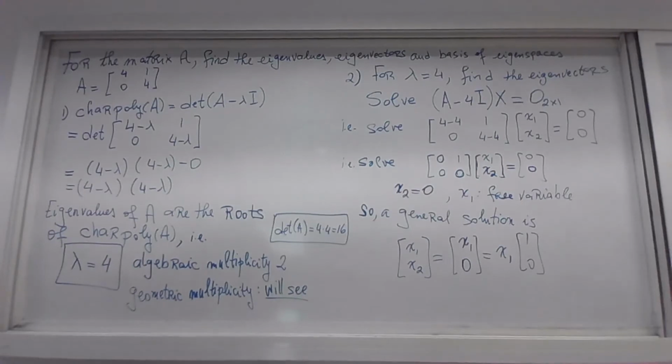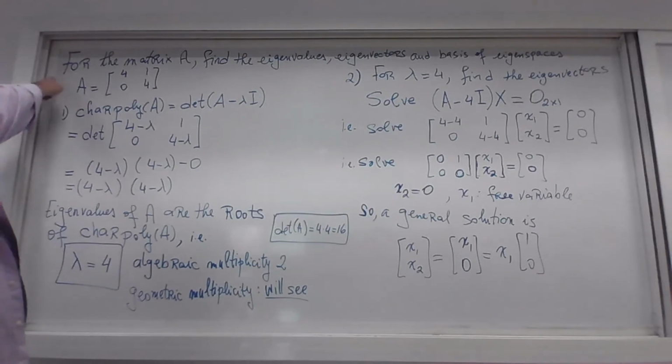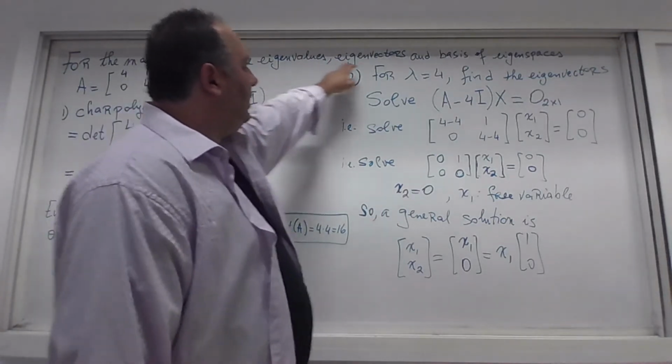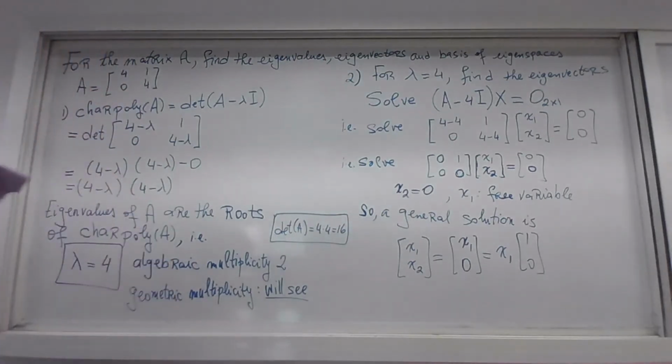Okay, so now it's time to solve some problems and see how all this works. Here is a matrix A, 2x2. We start with small ones, and then we will make things more complicated. I'm given a square matrix, and my goal is to find eigenvalues of the matrix, associated eigenvectors, and eventually a basis for the eigenspaces.